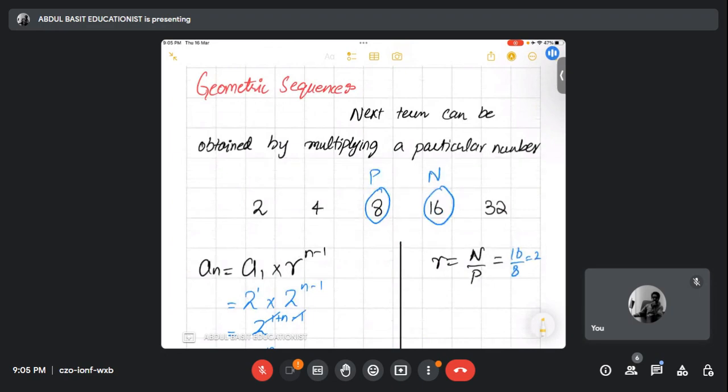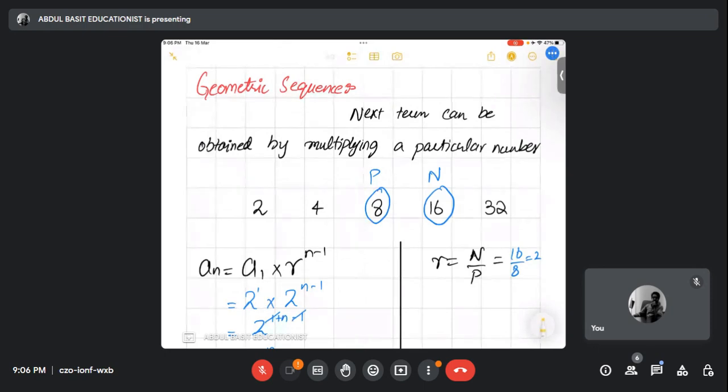Okay. Geometric sequence is the sequence in which we get the next term by multiplying by a particular number. You can see that there is a sequence 2, 4, 8, 16, and 32. It's a doubling. So it means that 2 times 2 is 4, 4 times 2 is 8, 8 times 2 is 16. So it is multiply by 2.